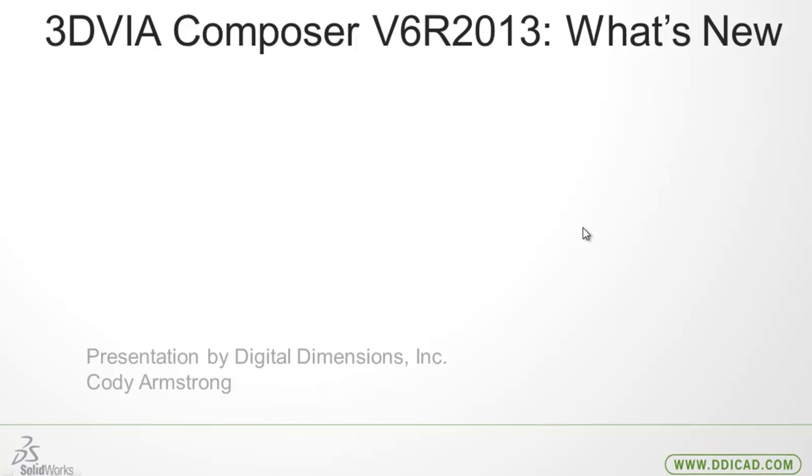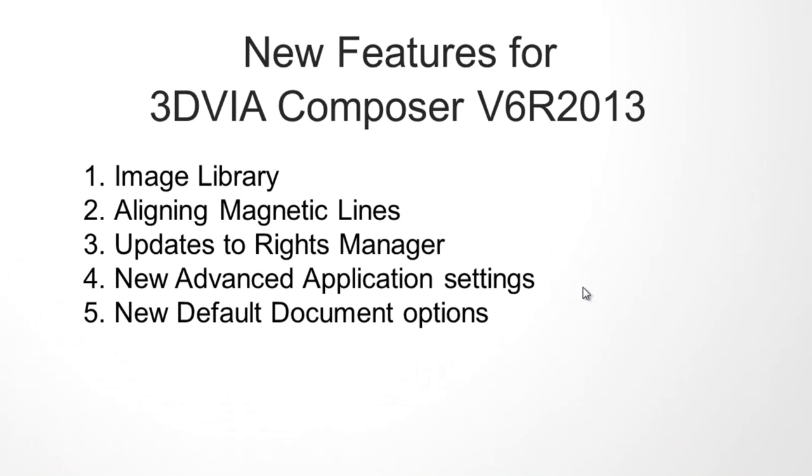Before I actually get into the software, I'd like to take a moment just to show you what I'm going to be covering. So here's a list of the new features for a 3D via V6R 2013 release. And probably the biggest is the Image Library Workshop. The Image Library Workshop gives me a nice interface for adding images to my views in 3D via Composer.